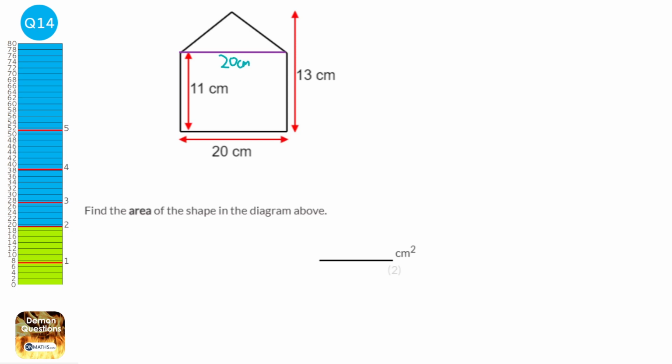And we need to find the height, which is this length here, which is 90 degrees to the base. And to find that, what we can look at is the fact that the total height of the whole thing is 13, and the height of the bit we don't want is 11. So what's left over? Well, 2 centimeters will be left over, so the height will be 2 centimeters of the triangle. So let's work out the area of the triangle first.